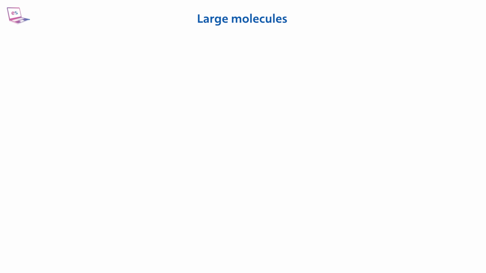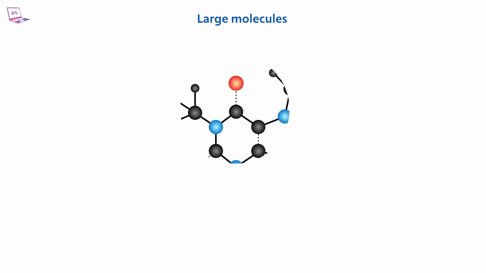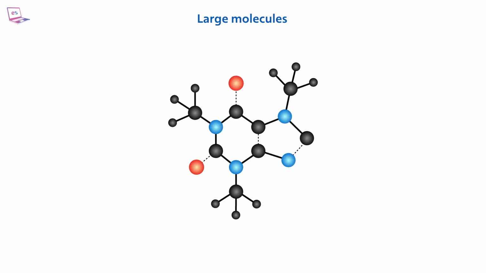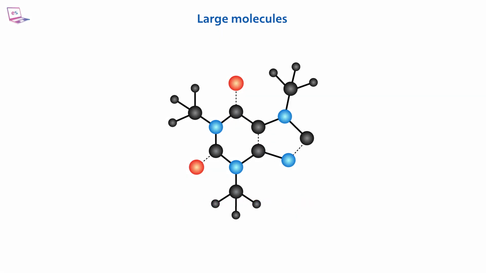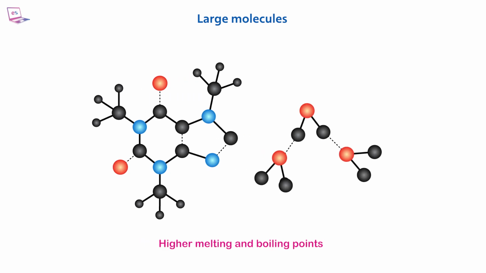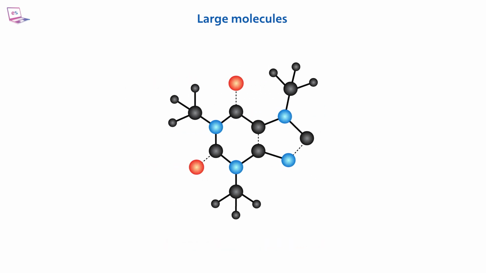Large molecules. The atoms in a large molecule are connected by strong covalent bonds forming chains of variable length. The intermolecular forces are stronger in large molecules. Polyethene molecules contain thousands of carbon atoms joined together in a chain. The strong intermolecular forces in large molecules result in higher melting and boiling points compared to small molecules. Large molecules are mostly solids at room temperature.